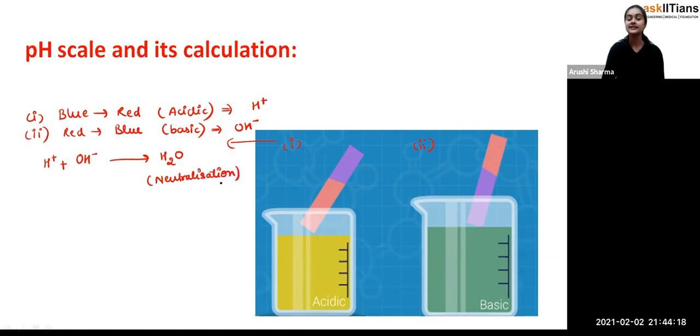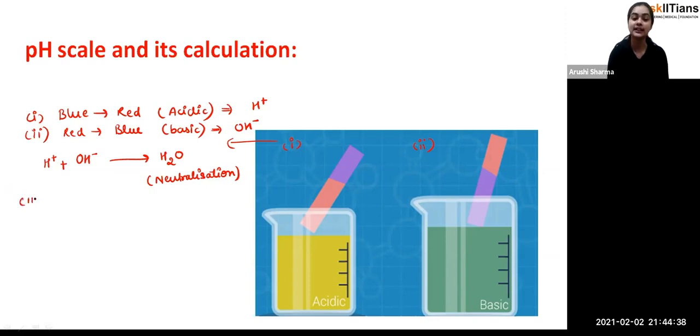Okay, so that's how, students, the litmus paper changes color from blue to red or red to blue, depending upon what type of solution it is. We see whether there are H ions or OH negative ions, and then we come to know that this is acidic in nature and this is basic in nature.